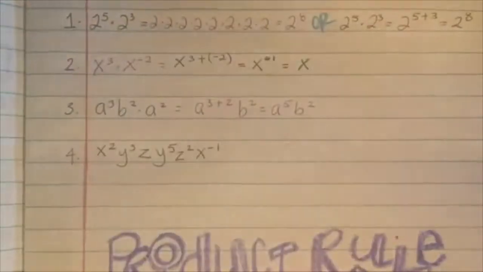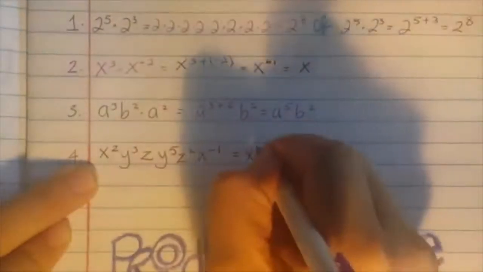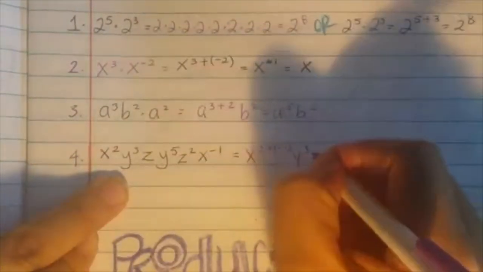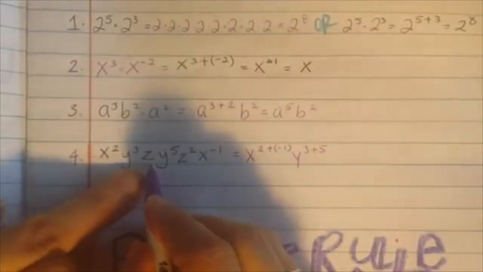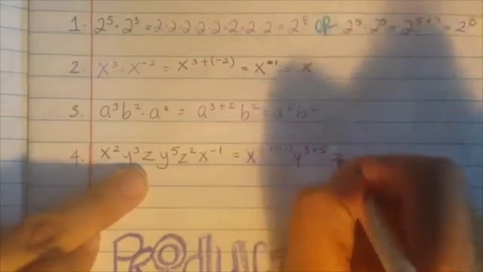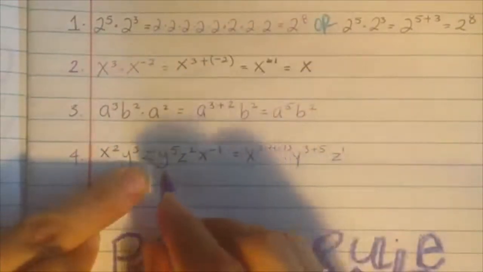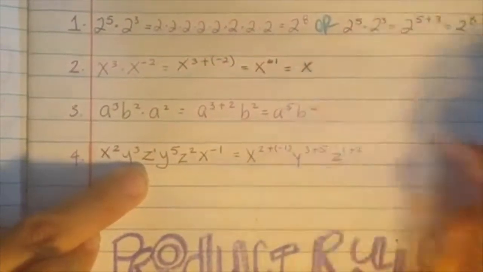Alright, so again, we have to have the same bases. So I'll start with the x. So find another x. See, there's x to the 2, x to the minus 1. What do you do? You add them together. 2 plus negative 1. Y is plus the other 5, so 3 plus 5. Z is an invisible 1, and the other one, which is 2. So 1 plus 2. And there's nothing else.